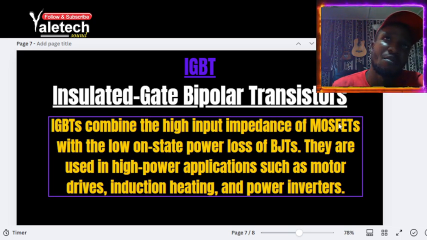Like let's say a petrol car: your car uses petrol, my car uses a lithium battery. When I have a hybrid car, I can use the two, so whichever one is available is good to go instead of being stranded. You get it? So IGBT combines the high input impedance of MOSFET.